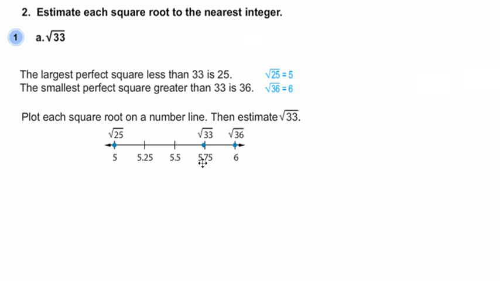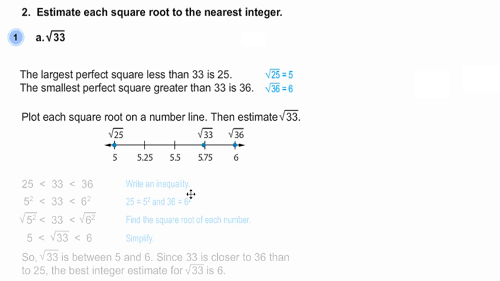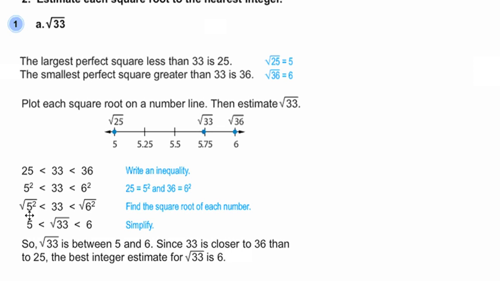And now we know that it's around 5.75. So the question is, where is it closer to? Well, we know that it's closer to 6. So all we're doing is finding two squares that it's between. Then we're going to graph them on a number line and find out which one it's closer to by distance. And then we would say the square root of 33 is between 5 and 6. 33 is closer to 36, so it's going to be closer to the square root of 36, which is 6.